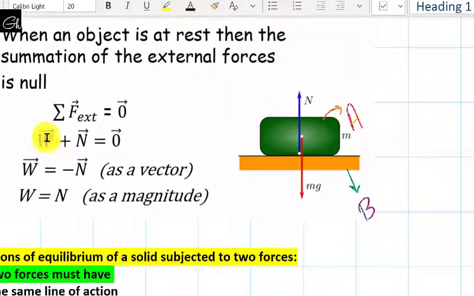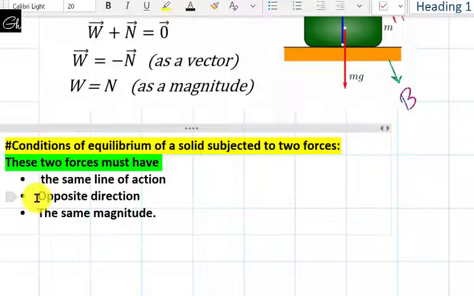The vector form states that the sum of these two forces will be equal to zero, or they add up to zero, since this object is at equilibrium. The vector form also tells us that they have opposite direction, but the same magnitude. Finally, the conditions of equilibrium state that the two forces must have the same line of action, they must be opposite in direction, but have the same magnitude.